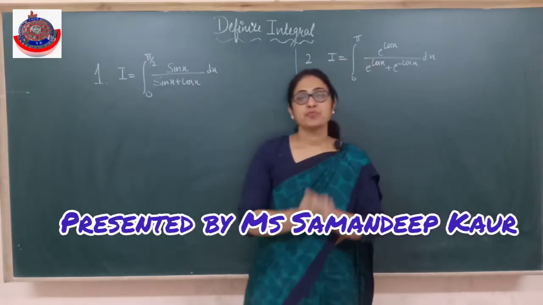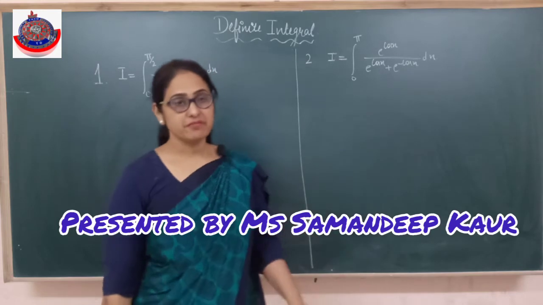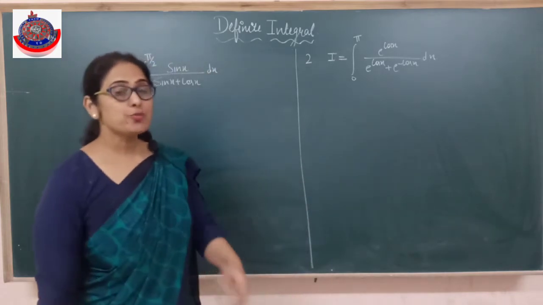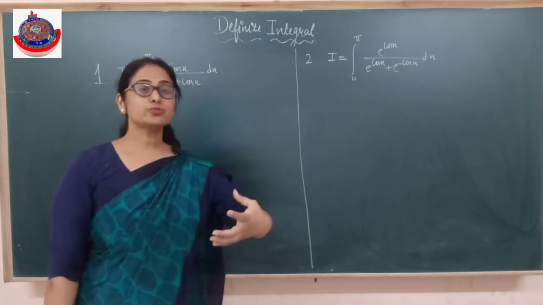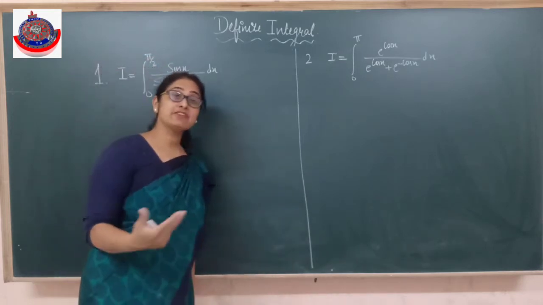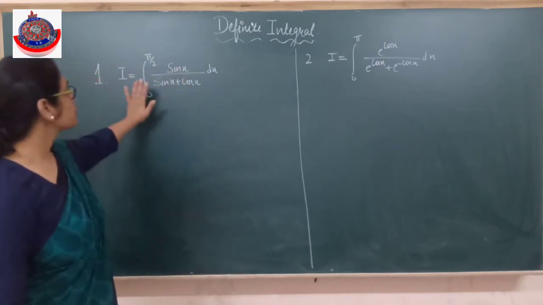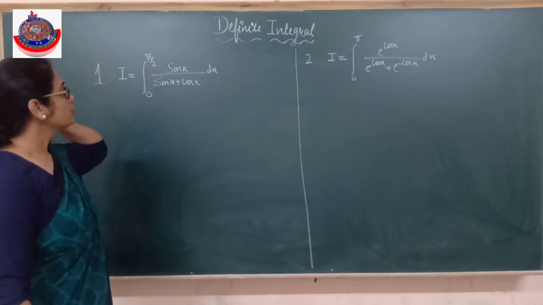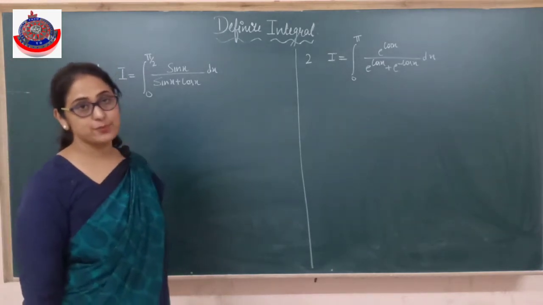Namaste students. In the previous video we did definite integrations and the properties of definite integration, and I told you the properties would be more clear when we support them with examples. Where to apply which property is very important. Clear? So look at the first question: integral from 0 to pi by 2 of sin x upon sin x plus cos x dx. I have to integrate this.